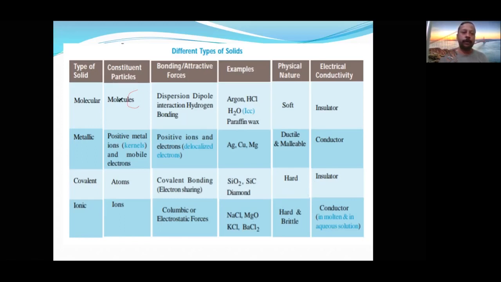So the very first type is molecular solid. Second type is metallic solid. Third type is covalent solid. And fourth type is ionic solid. This classification is based upon the attractive forces, the interactive forces between the particles of a solid.